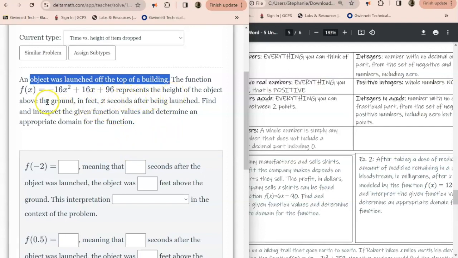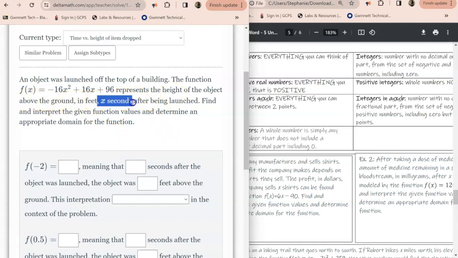All right, represents the height of the object above the ground x seconds after being launched. So x is seconds and y is height. That's what you need to know. Find and interpret the given function values and determine an appropriate domain for the function. So what is f of negative 2?